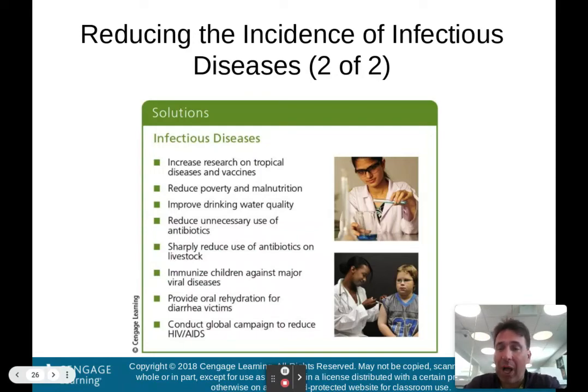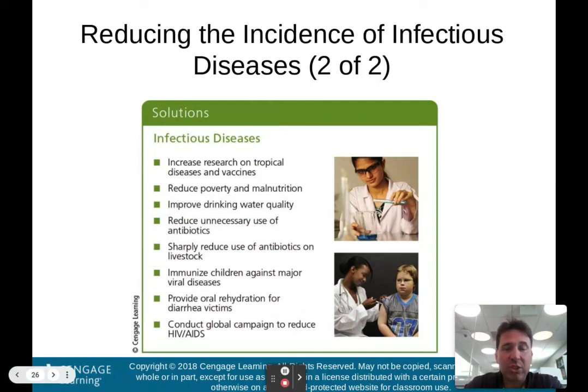Improve drinking water quality. Again, that has definitely helped over the past 100 years. Clean water, basically you don't have these diseases in. Dirty water you do, right? And so many people have been drinking dirty water. Luckily, we've been improving that. We need to continue to improve the drinking water quality.